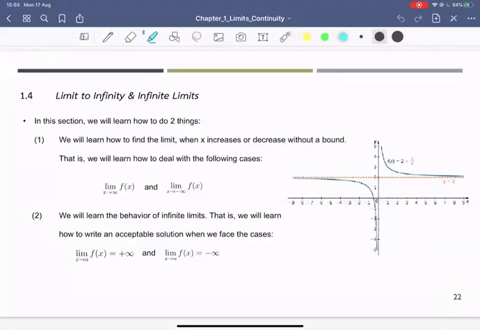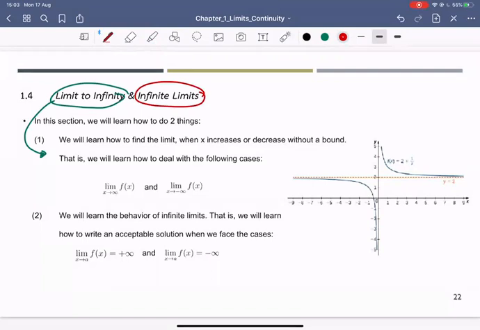All right, section 1.4, limits to infinity and infinite limits. So in this section, what are we going to learn? We are going to learn two things. The first thing is limit to infinity, which is number one here. And the second thing that we're going to learn is infinite limits, which is number two here.